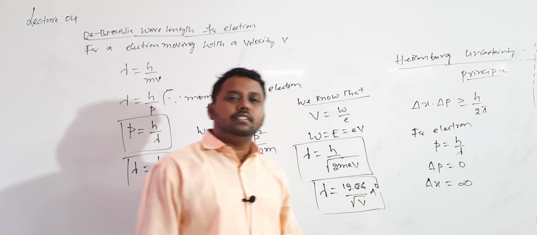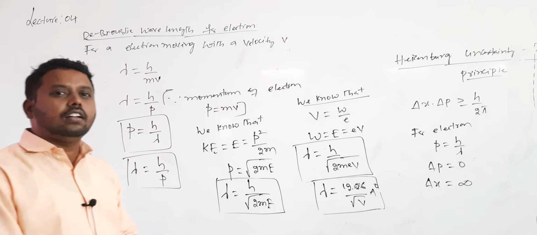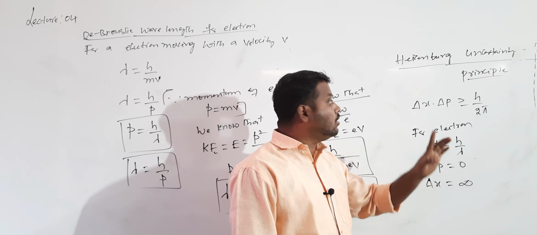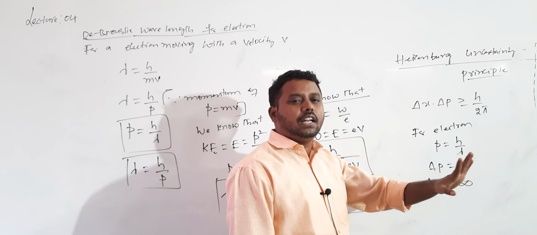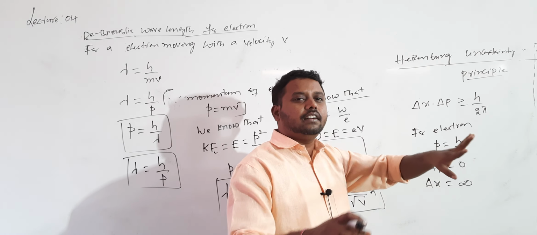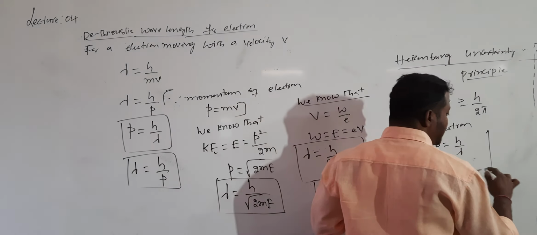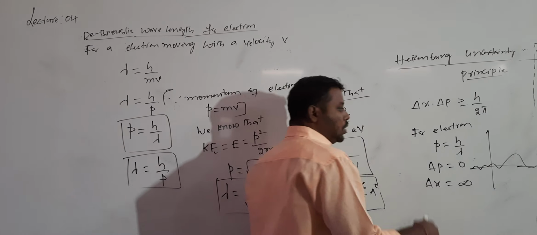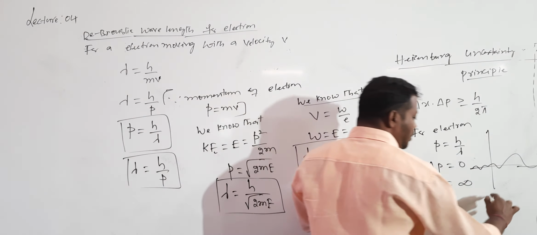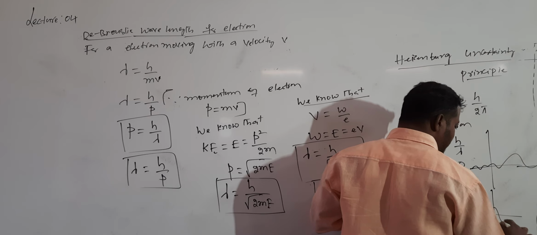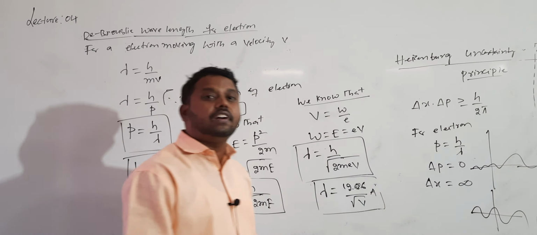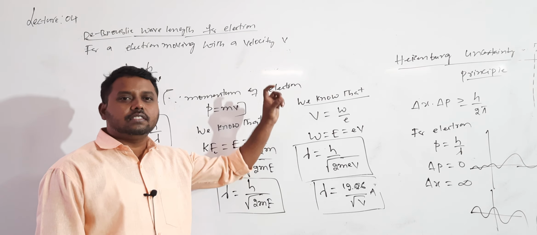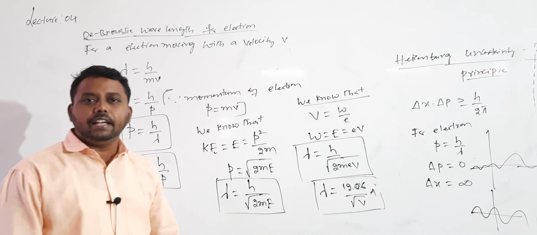Delta x is infinity means the wave associated with the electron will be spread over an infinite distance. But according to de Broglie, the wave associated with the electron will not extend to infinity. It will extend only over a finite distance. So as per the Heisenberg uncertainty principle, the wave associated with the electron should cover all wavelengths. But according to the de Broglie hypothesis, the wave associated with the electron will be finite. Are you getting it? So this is one controversy we get with the Heisenberg uncertainty principle.